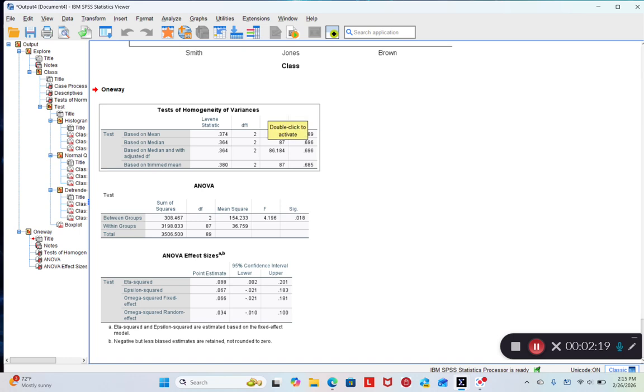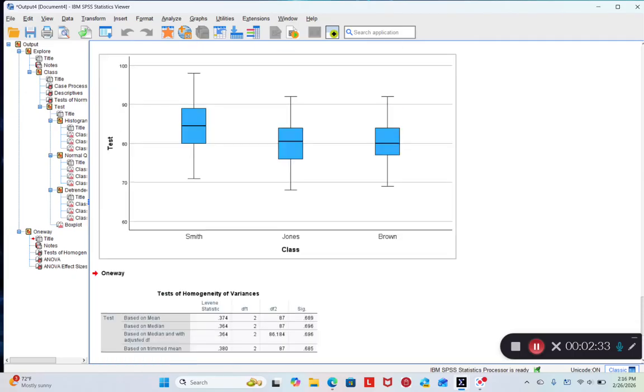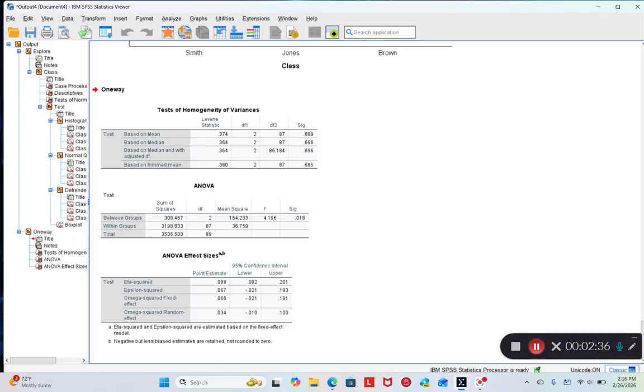So based on the mean, for the homogeneity of variances, the significance is 0.689, and that is where we find the significance. Along with that significance, we look at the Levene's statistic, and that statistic is 0.374. Now we're ready to run our ANCOVA, or analysis of covariance test.